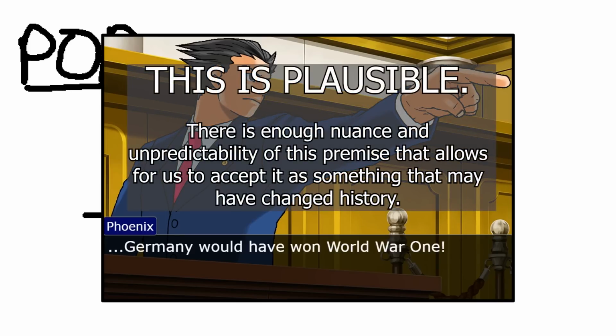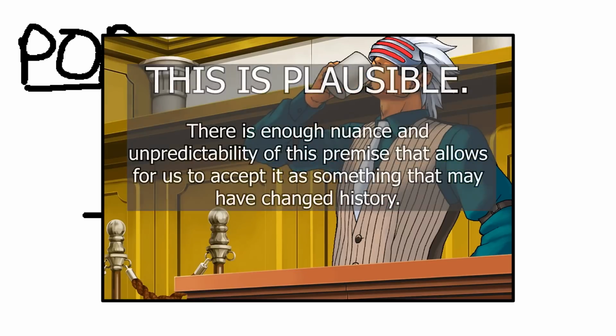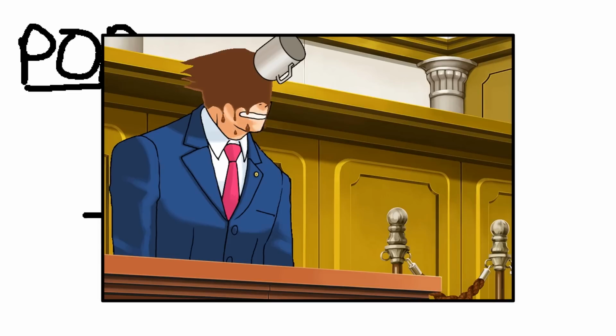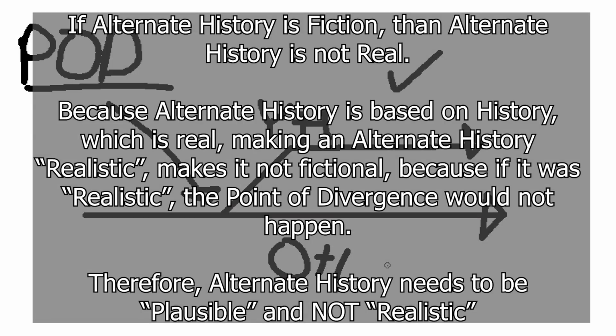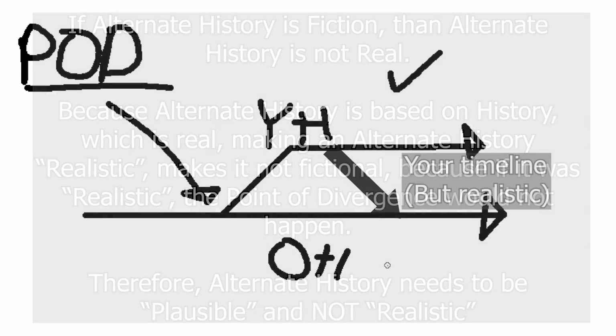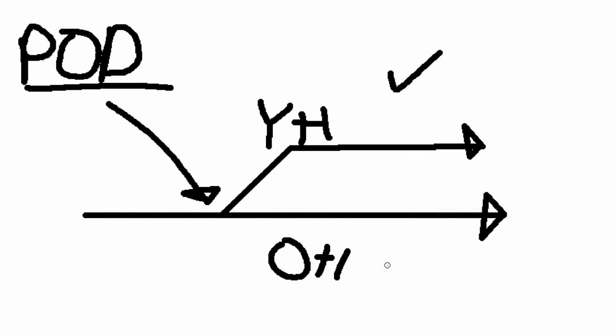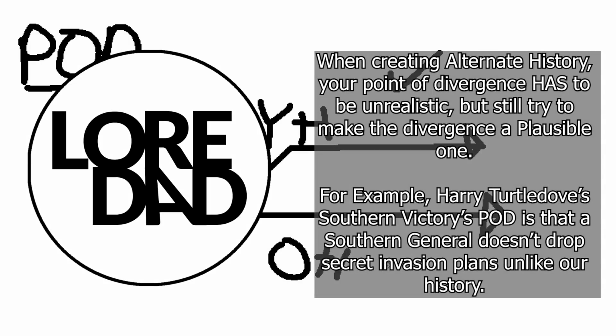You can attack this theory with contradicting information or an opposing theory. For example, if Germany restricted their submarine warfare, the Entente would be stronger, and therefore they would still lose. And this alternate theory, counter to your initial theory, may make it more realistic, but if you continuously attempt to rectify your point of divergence or theory to become more realistic, you'll eventually end up with the exact history of our timeline, and therefore not create alternate history. Therefore, when creating alternate history, the point of divergence has to be unrealistic. What makes good alternate history is making a plausible outcome following the point of divergence.